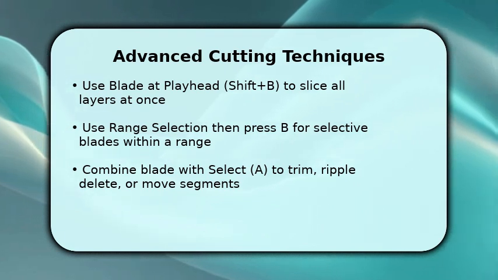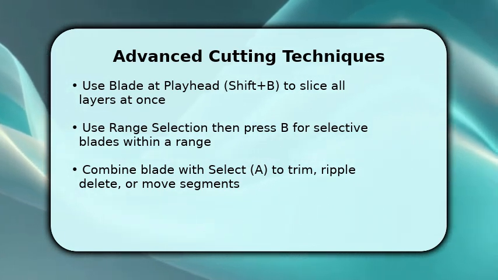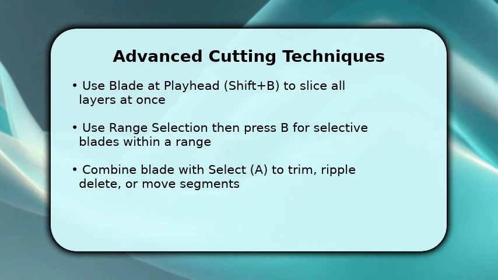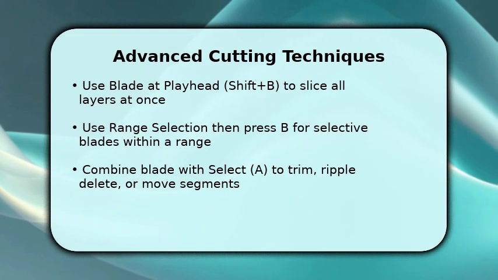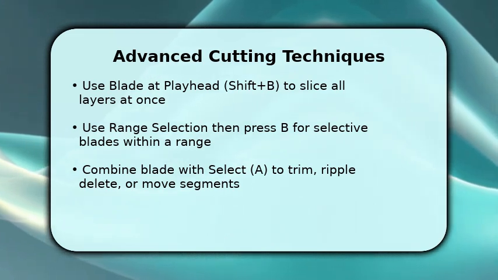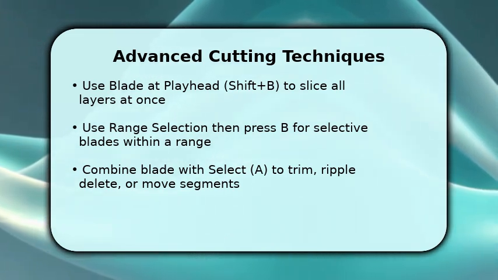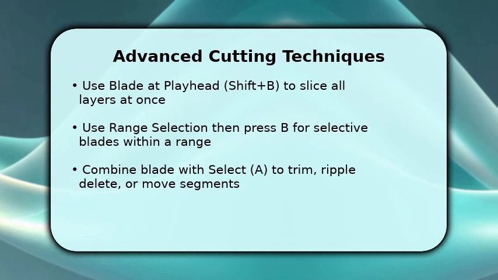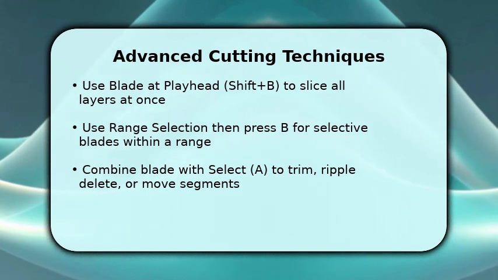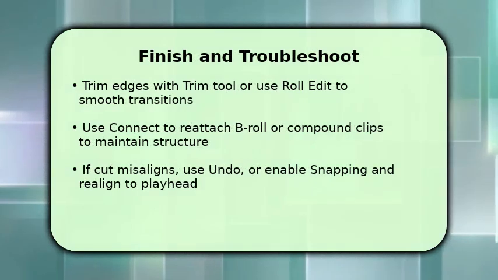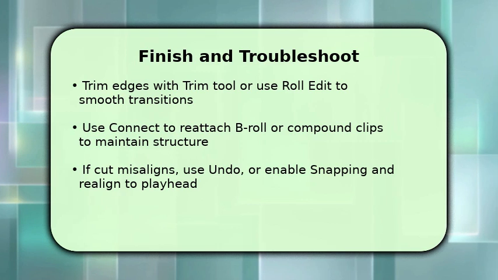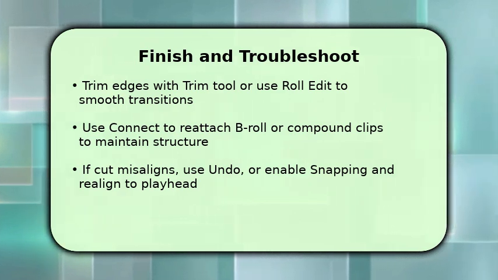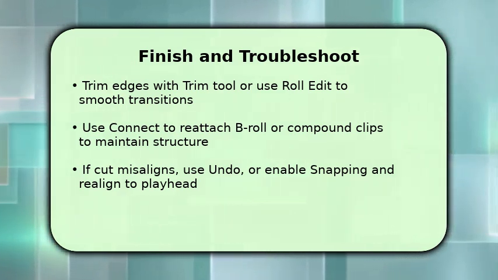Once pieces are separated, switch back to select A to nudge, ripple delete, or slip segments. Make sure to watch linked audio/video indicators so you don't break sync unintentionally. To finish, clean cut edges with the trim or roll tools for smooth transitions, and join segments into compound clips if you want grouped edits. Once done, reconnect B-roll or audio using Connect so your timeline stays organized and easier to adjust.